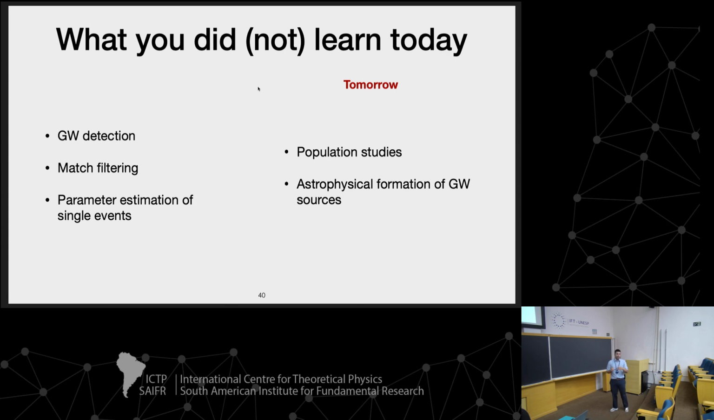So what you learned today, hopefully: you learned about gravitational wave detections, how we detect gravitational waves starting from a detector. I told you about matched filtering, which takes into account the noise of the detector, waveform models, and of course the signal. And then I talked to you very briefly about parameter estimation of one single event. Tomorrow we are going to do population studies, another different analysis: the analysis of the entire population of gravitational wave sources. We are going to talk about astrophysical formation of gravitational wave sources, so we want to predict with our theoretical models what we actually observe with gravitational waves.